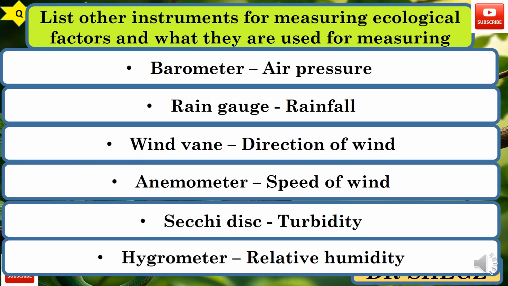List other instruments for measuring ecological factors and what they are used for. Barometer for air pressure, rain gauge for rainfall, photometer for light intensity, wind vane for direction of wind, anemometer for velocity of wind, secchi disc for turbidity, hygrometer for relative humidity.